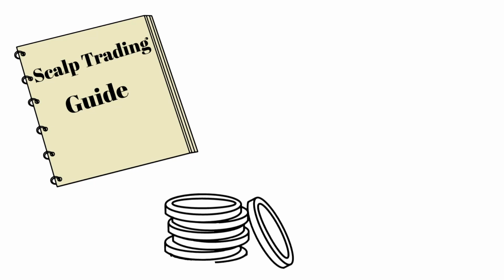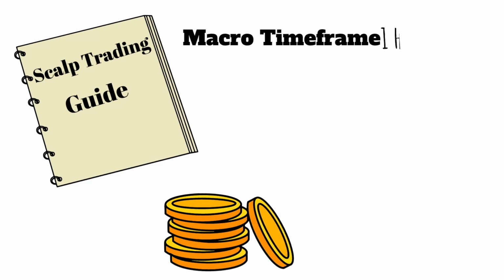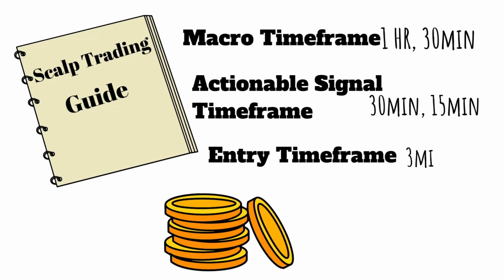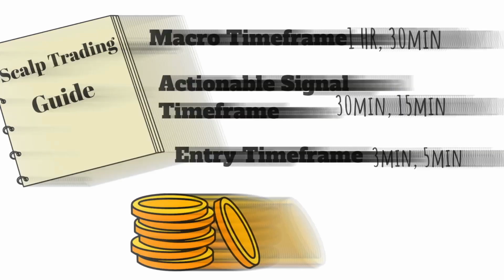Here is your guide to scalp trading, which is a trading style that specializes in profiting off of small price changes and making a fast profit off of reselling. Your macro time frame consists of the 1 hour and 30 minute, your actionable signal time frame, the 30 minute and 15 minute, and your entry time frame, the 3 minute and 5 minute.